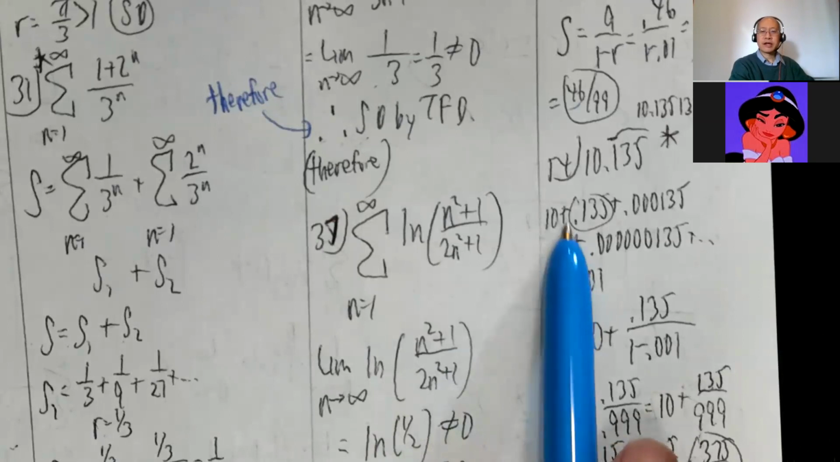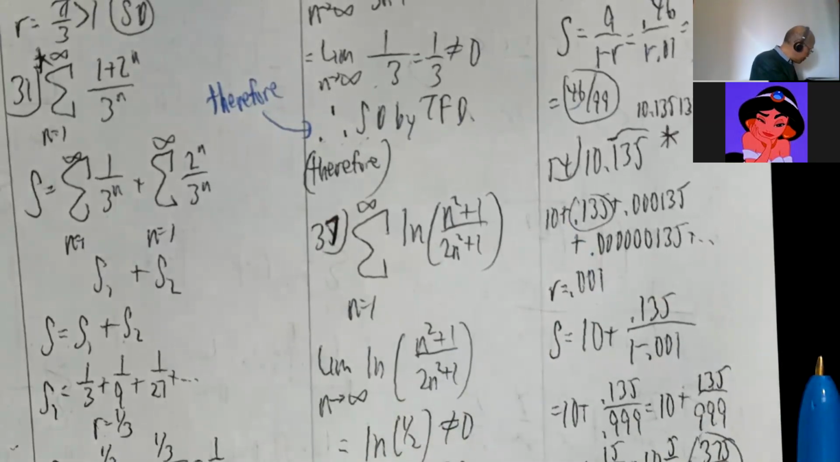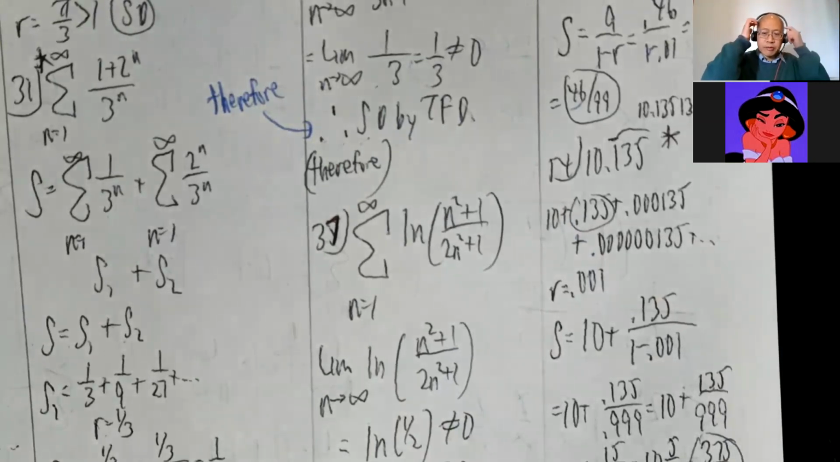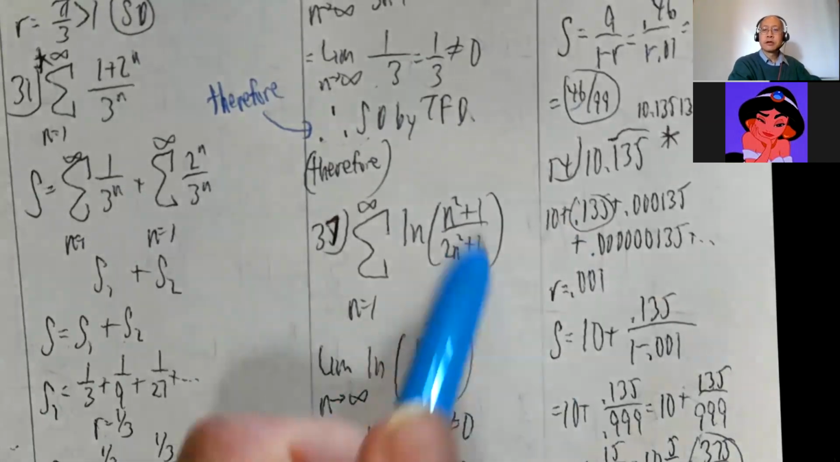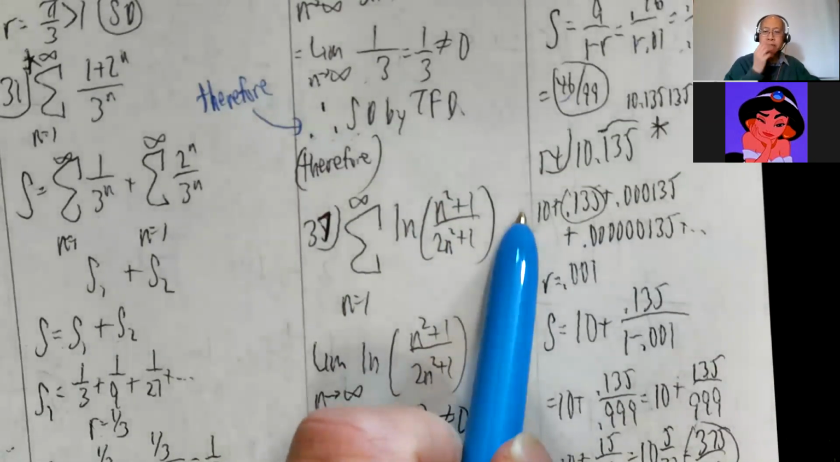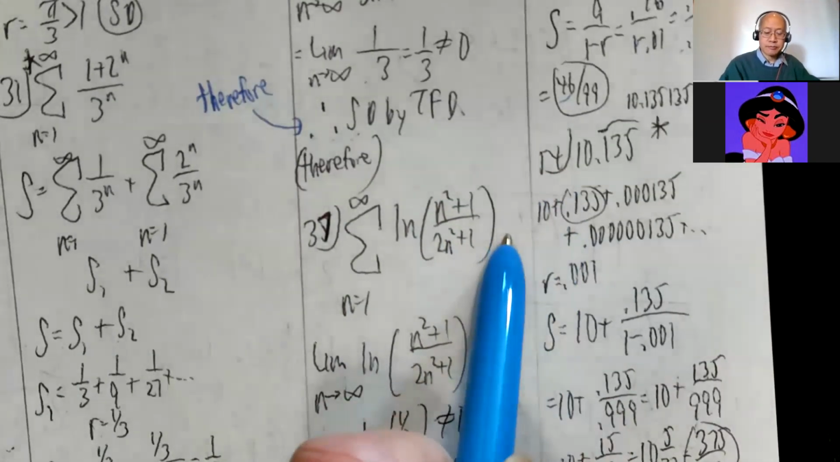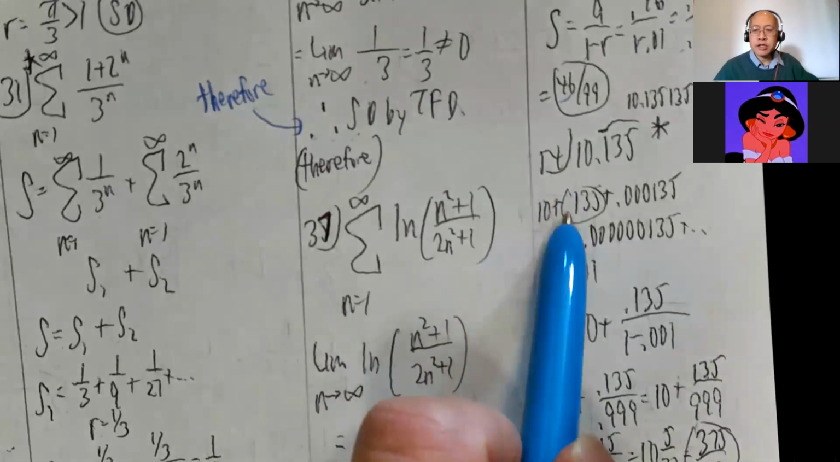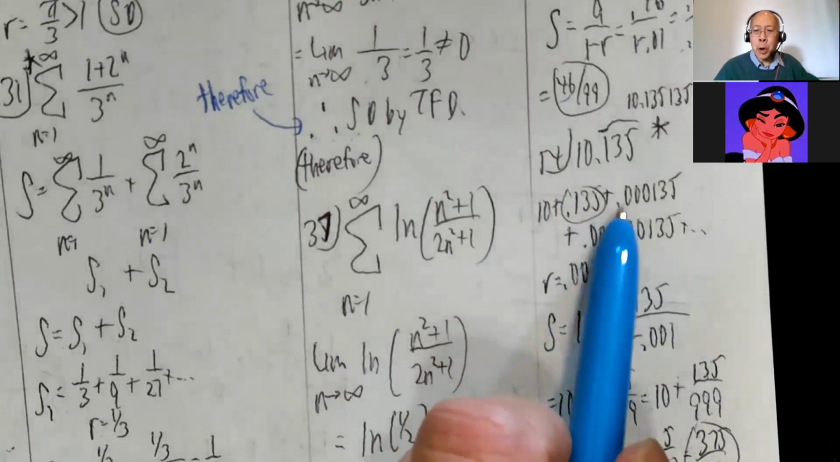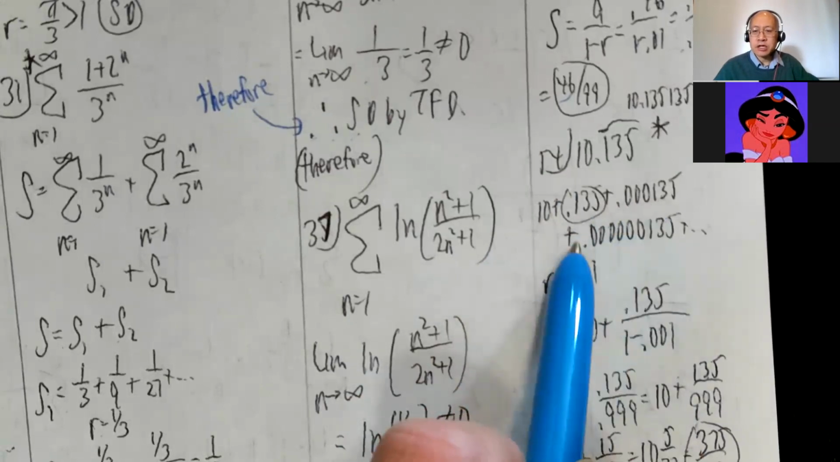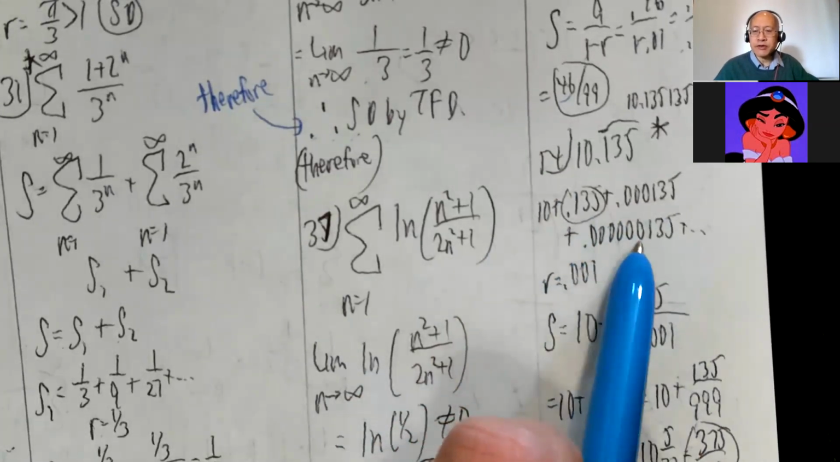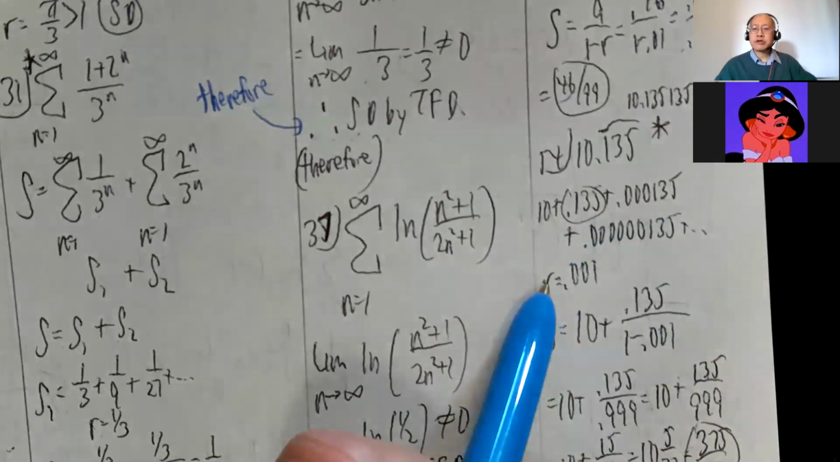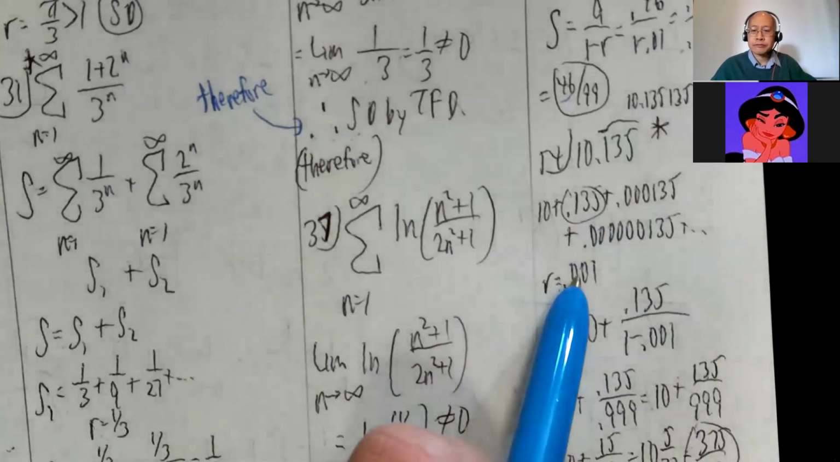54 star, I guess. It's 54 star. No, it's actually 54. 10.135 repeating. So separate out the part that doesn't repeat, 10. Then it's 0.135 plus 0.000135 plus 0.000000135. So the common ratio is 0.001.